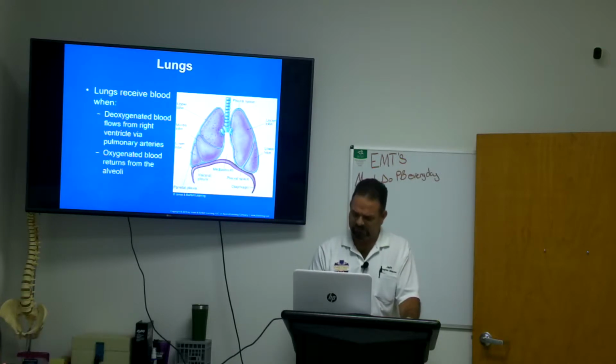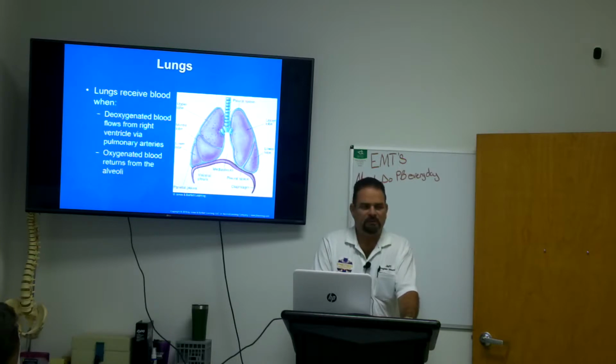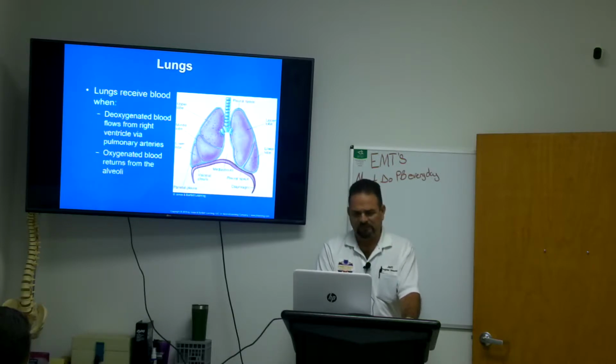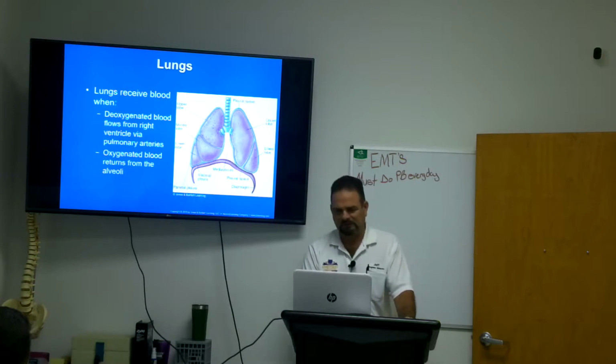There are two ways that the lungs receive blood. Deoxygenated blood flows from the right ventricle via the pulmonary arteries and the capillaries. Peripherally in the lungs, venous blood from the bronchi enters the pulmonary veins, returning with oxygenated blood from the alveoli. So this is a pretty good little diagram. It shows you the different lungs, also shows you the pleural space, gives you an idea of where the mediastinum is, and also the diaphragm, how it lays right up underneath the lungs themselves.